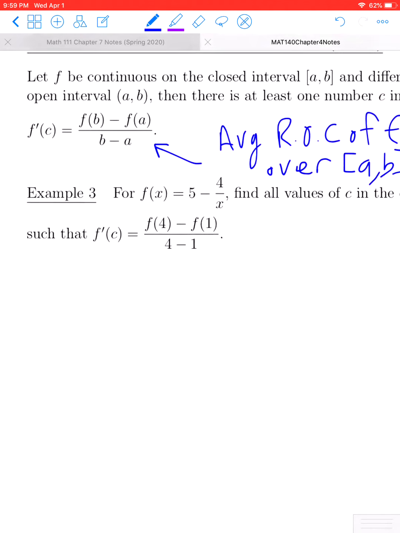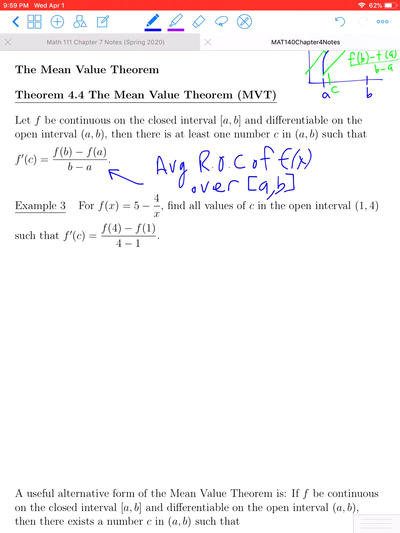Let's take a look at one last example. In example 3, we have the function f of x, which is equal to 5 minus 4 over x. They say find all values of c in the open interval 1 comma 4 such that f prime of c is equal to f of 4 minus f of 1 divided by 4 minus 1. So essentially they're asking us to verify the results of the mean value theorem.